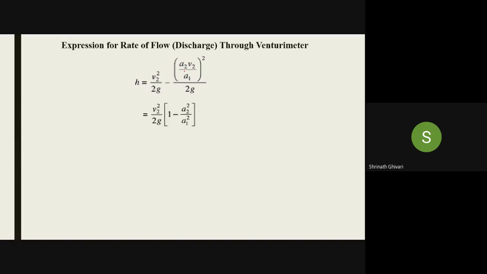So what happens? I have taken what is common here, V2 squared by 2g. When I take this common, this will be 1 minus A2 squared divided by A1 squared. Are you understanding this? V2 squared by 2g I have taken common, and when I take it common, 1 minus A2 squared divided by A1 squared remains.